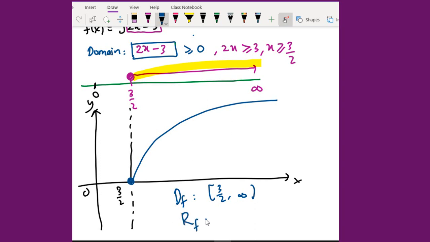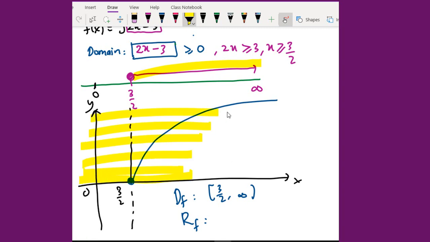Then the range for a square root is always positive. The range starts from 0 up to infinity. There is no graph below the x-axis. You can say the range is from 0 included to infinity. That is the first example.